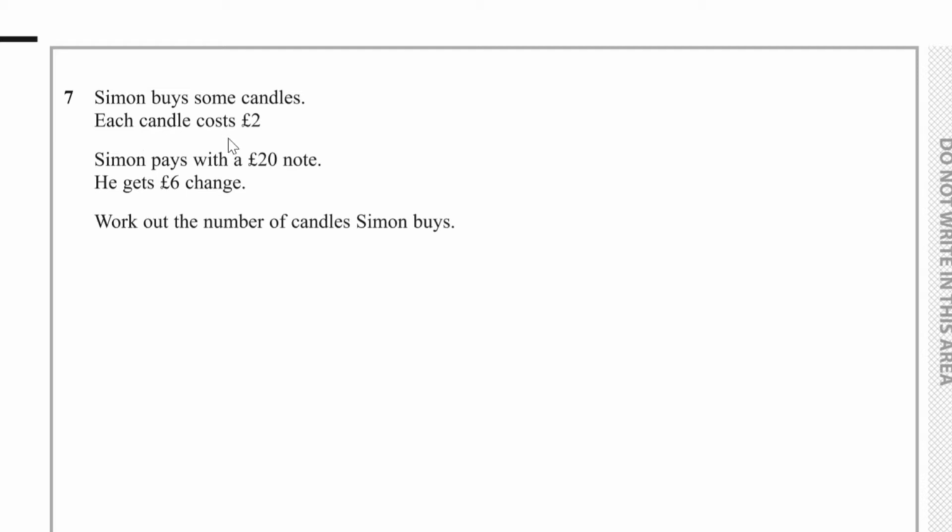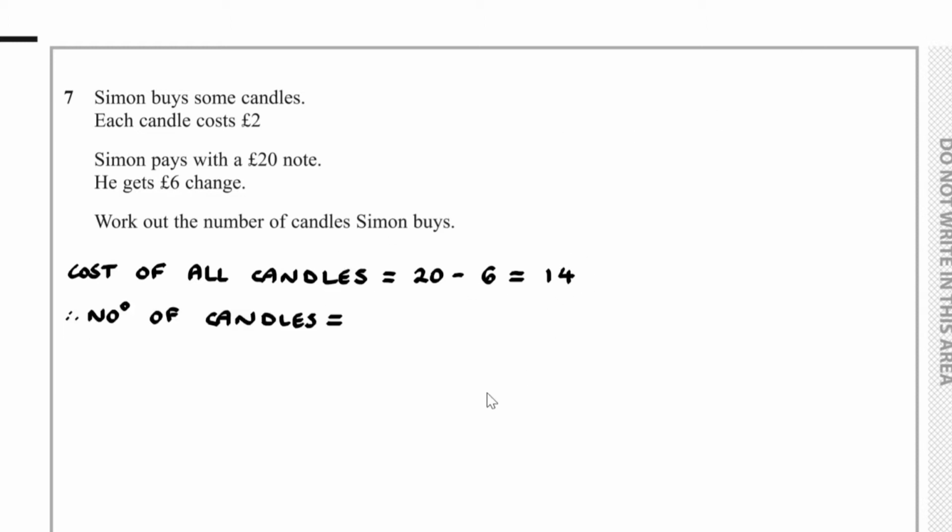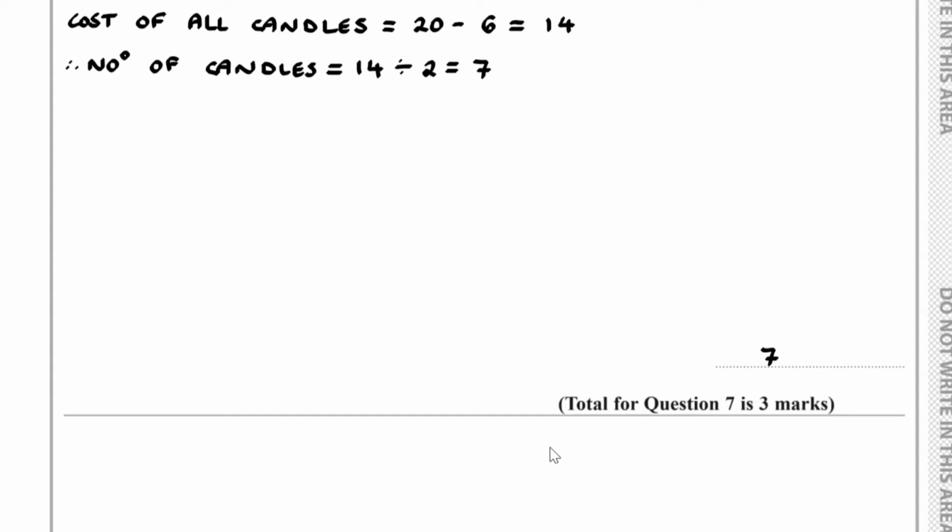Question number 7. Simon buys some candles. Each candle costs £2. Simon pays with a £20 note. He gets £6 change. We have to work out the number of candles Simon buys. Well, the cost of all the candles, we've got £20, subtract £6, which is £14. It costs £14 for all the candles. And if each candle costs £2, we need to find out how many candles Simon buys. And to do that, the number of candles is equal to 14 divided by 2, which is 7. So Simon buys 7 candles.